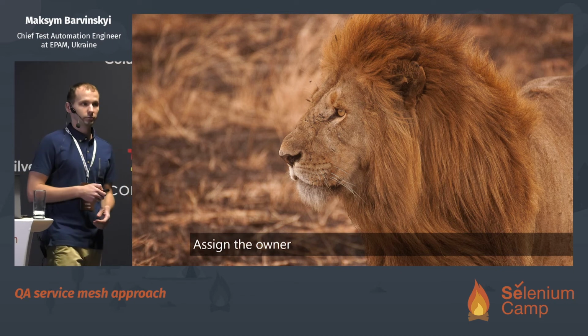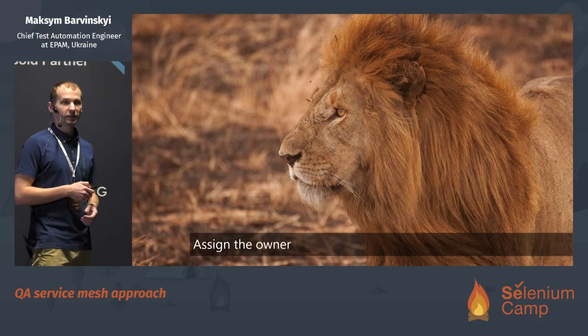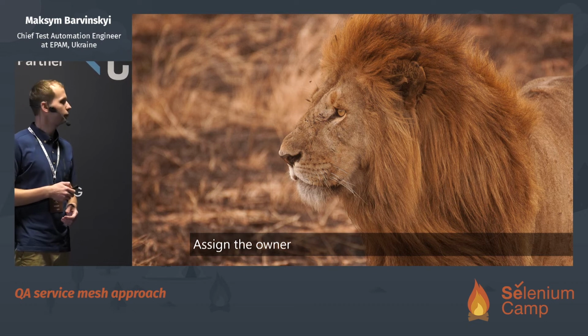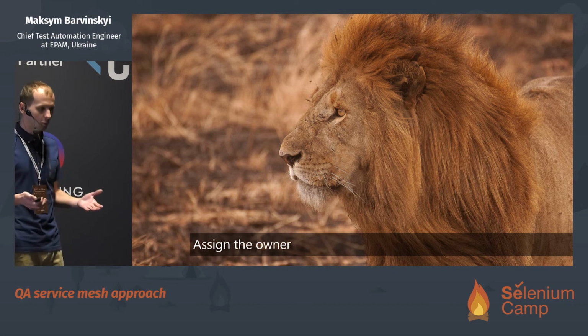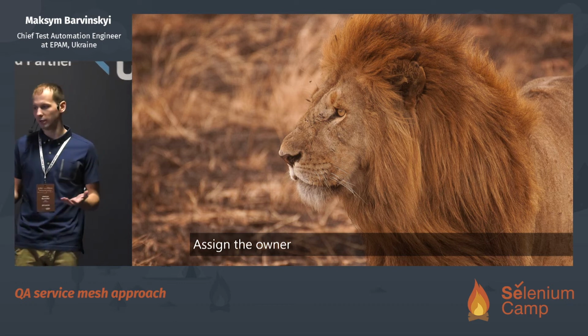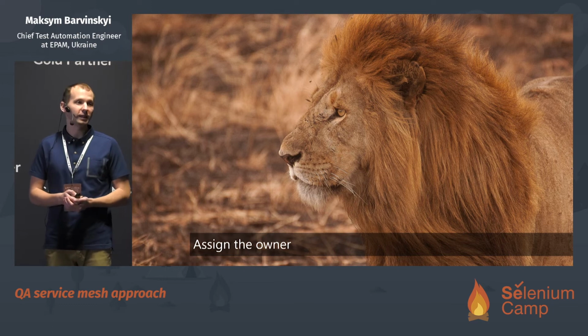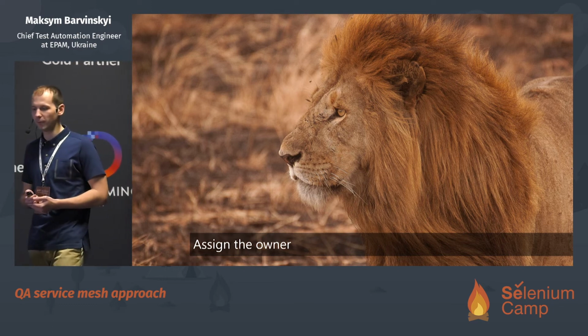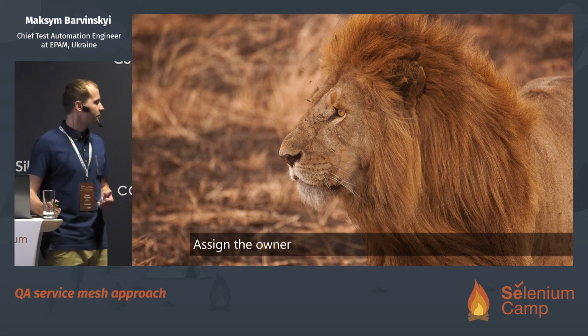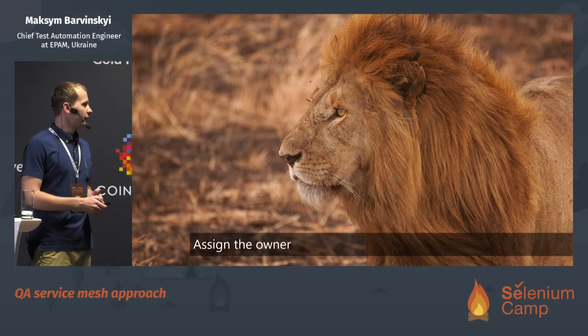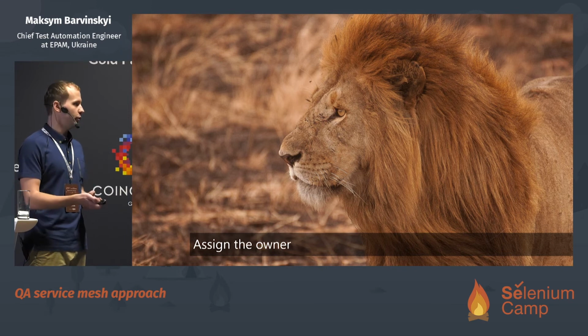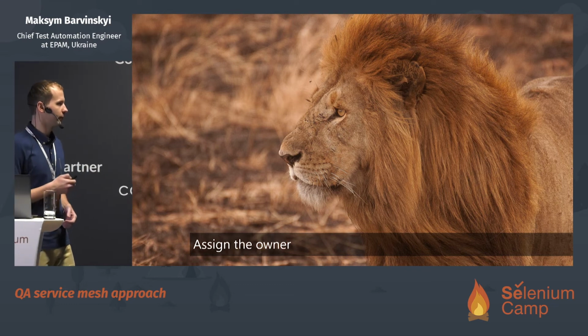Assign an owner, because you know that responsibility divided by 2 equals 0. So there must be some person that will be responsible for the place of that artifact in your infrastructure. It doesn't have to be the main contributor, just the person who would work with DevOps, who would be the mandatory code reviewer, something like that.